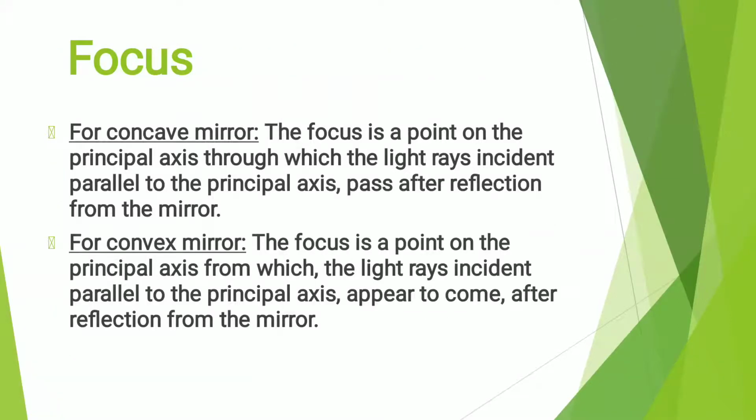Let us distinguish between concave and convex mirrors on the basis of focus. For a concave mirror, the focus is a point on the principal axis through which the light rays incident parallel to the principal axis pass after reflection from the mirror. In the case of a convex mirror, the focus is a point on the principal axis from which the light rays incident parallel to the principal axis just appear to come after reflection from the mirror.